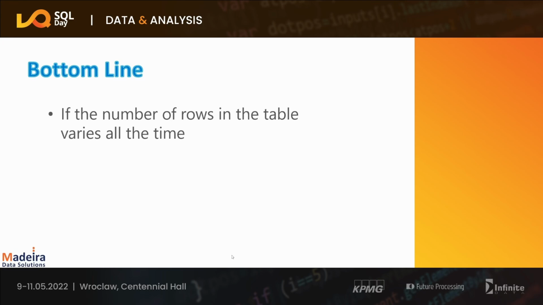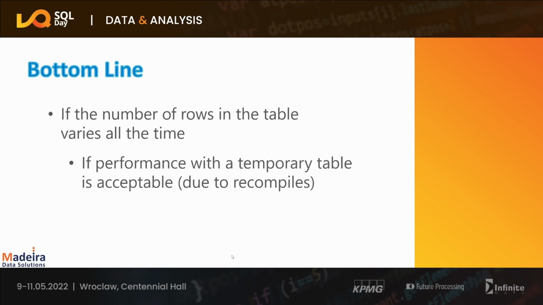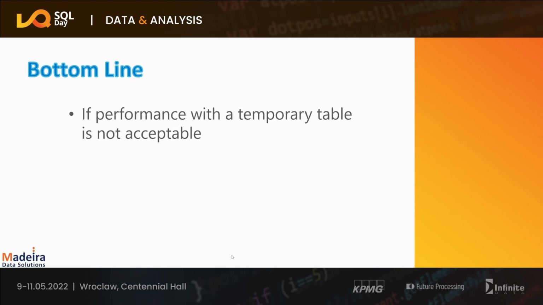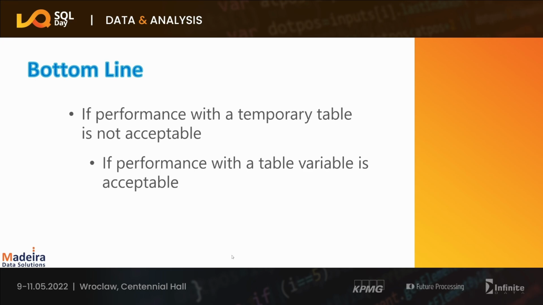If the number of rows varies a lot, it varies all the time, then you need to test performance with a temporary table. Run your workload many, many times concurrently, and test how many recompilations you get, what happens to the CPU, and so on, and see if performance is acceptable with a temporary table. If it's acceptable with a temporary table, then, of course, use a temporary table. If it's not acceptable, you still need to test whether it's acceptable with a table variable. Okay, it doesn't mean that with a table variable it will be better. Maybe it will be worse. If it's acceptable with a table variable, then go ahead and use a table variable.